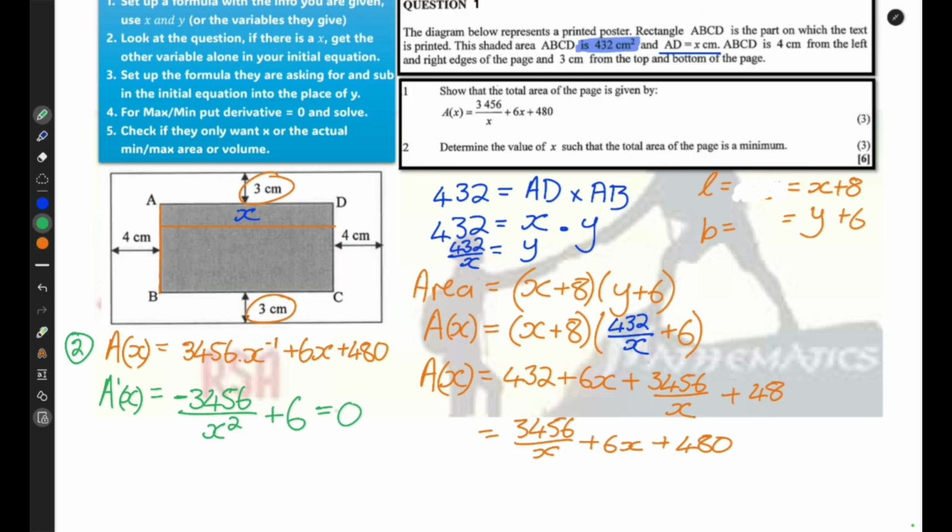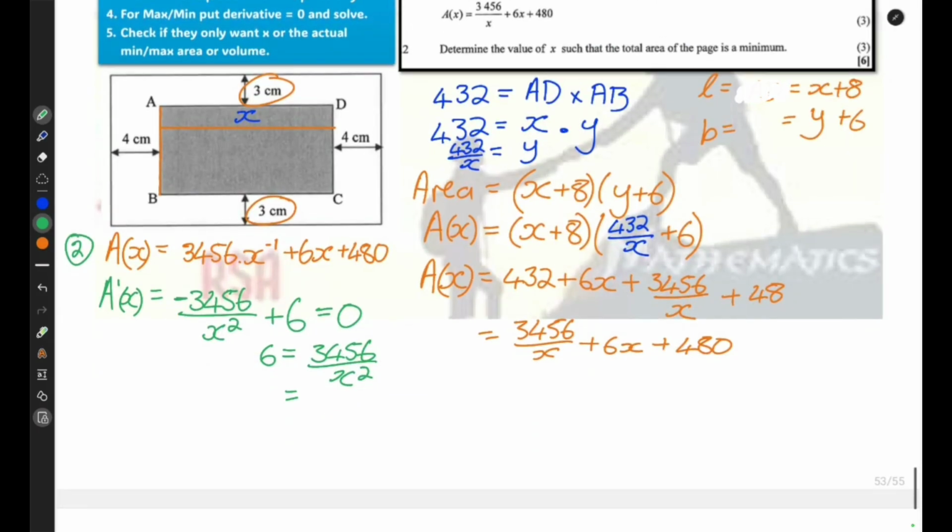Perfect. I want the minimum or maximum, so I can just make it equal to 0 immediately. And for this, I'm just going to keep the 6 where it is and take this negative fraction to the other side. Okay, so I'm going to cross multiply. So that just means this is 6x squared equals 3456. And now x would be equal to the square root of 3456 over 6. And the final answer is just 24 centimeters.